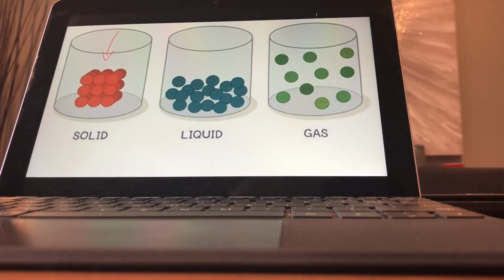They are vibrating. In the liquid phase, if you add heat, the particles are going to be further away from each other. They're going to have less attractive forces. They're going to be moving faster. And finally, in the gaseous state, the particles are going to be very far away from each other. They're moving a lot faster, and there's less attraction between the particles.